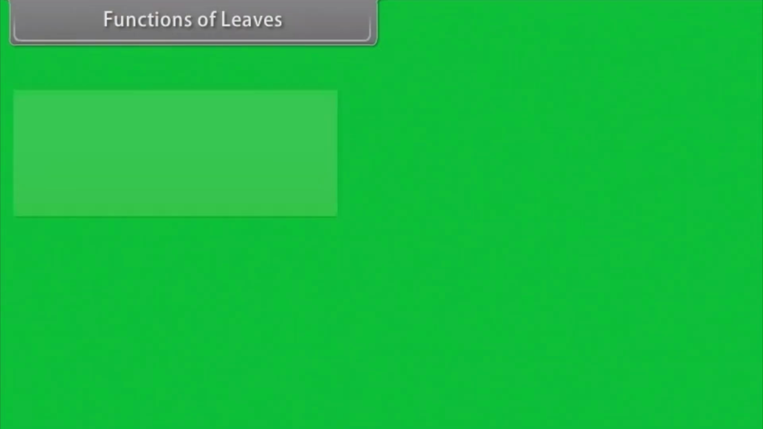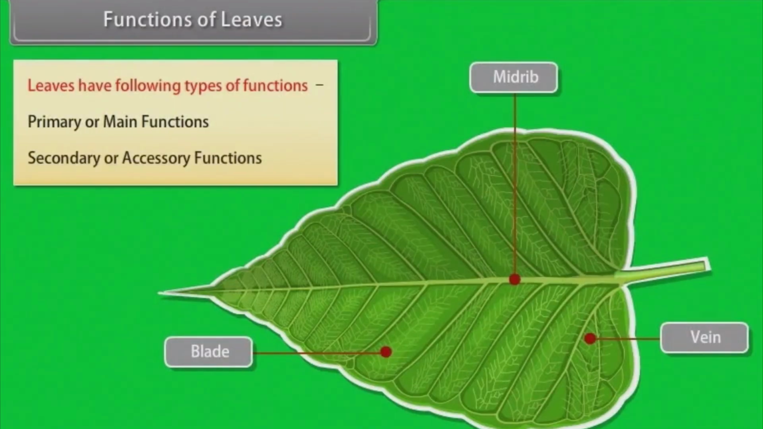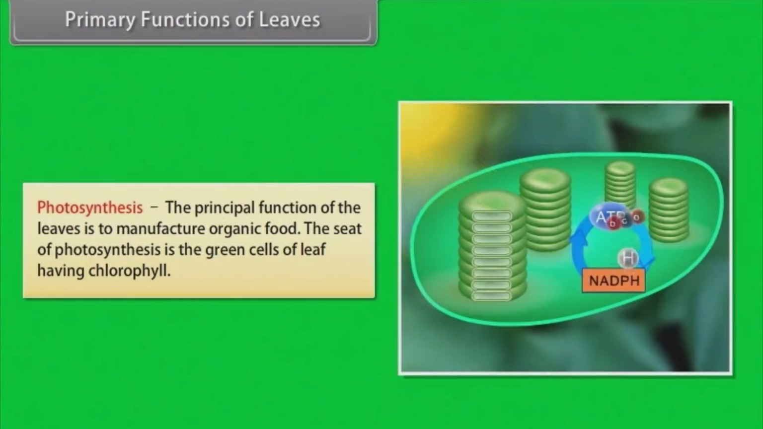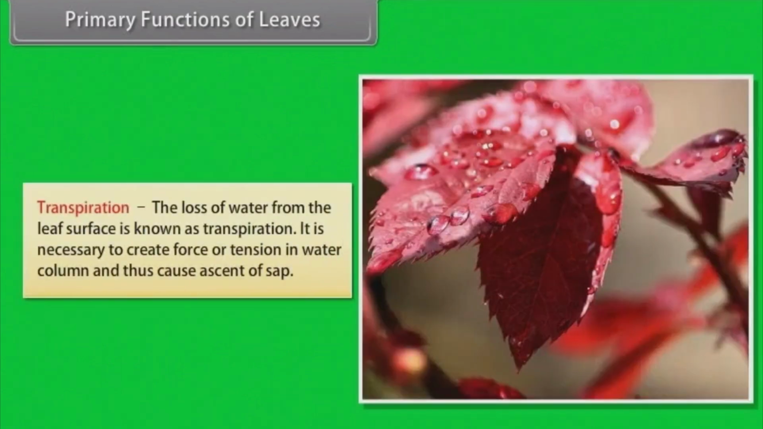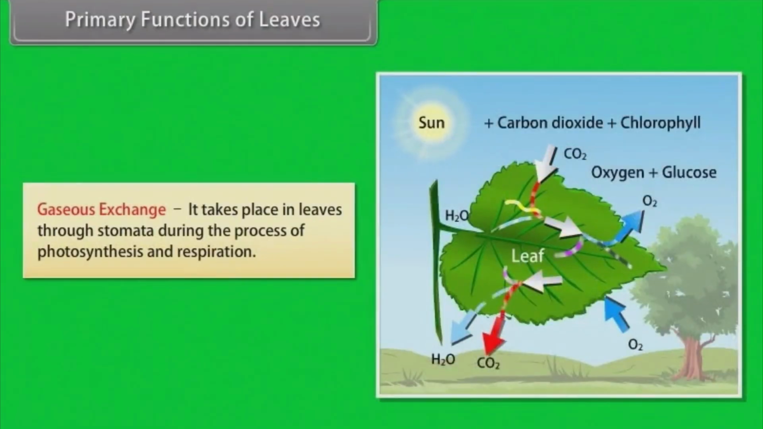Functions of leaves. Leaves have the following types of functions: primary or main functions, secondary or accessory functions. Primary functions of leaves. Photosynthesis. The principal function of the leaves is to manufacture organic food. The seat of photosynthesis is the green cells of leaf having chlorophyll. Transpiration. The loss of water from the leaf surface is known as transpiration. It is necessary to create force or tension in the water column and thus cause ascent of sap. Gaseous exchange. It takes place in leaves through stomata during the process of photosynthesis and respiration.